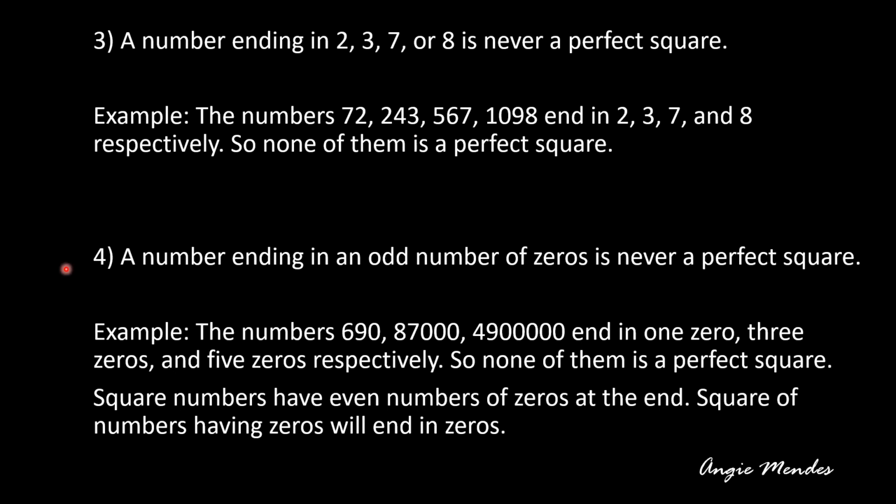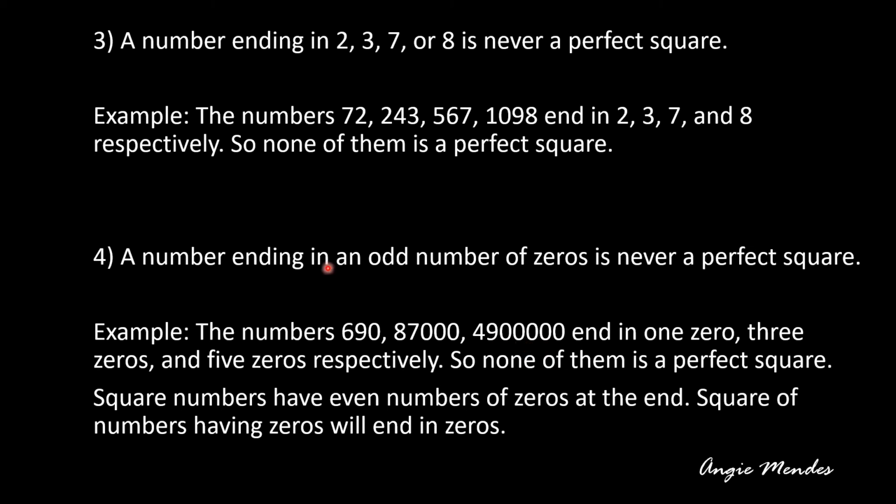The next property, a number ending in an odd number of zeros is never a perfect square. This means if the number of zeros at the end of the digits is an odd number, then it is not a perfect square. So let's look at these numbers: 690, 87,000 and 49 lakhs. Now these are ending in 1 zero, 3 zeros and 5 zeros respectively. So these are not perfect squares.